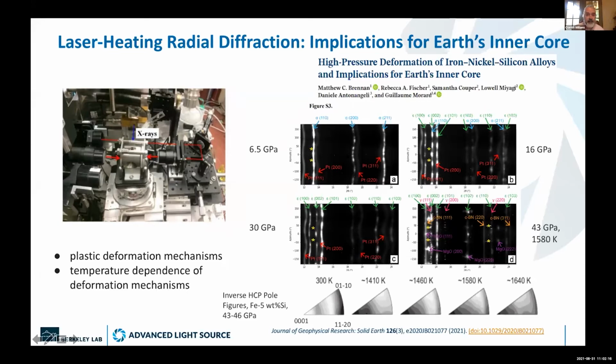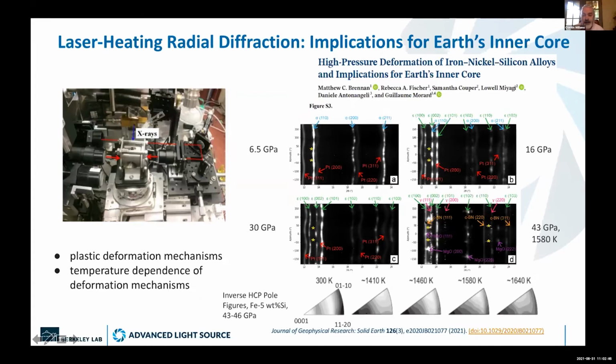And so modeling the variations in intensity basically gives you insight into what the deformation mechanisms of the sample are. So here's a sequence of patterns over a range of pressures, going from the alpha BCC phase of iron with a little bit of silicon in it to the epsilon, to a mixed phase regime of both the alpha and epsilon HCP phase, on up to the pure epsilon phase.